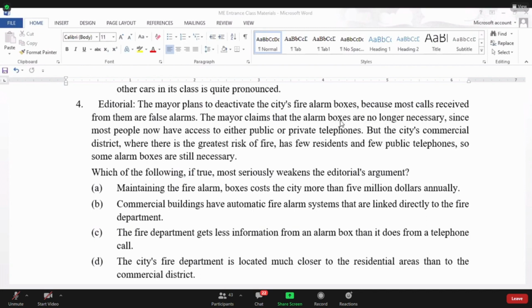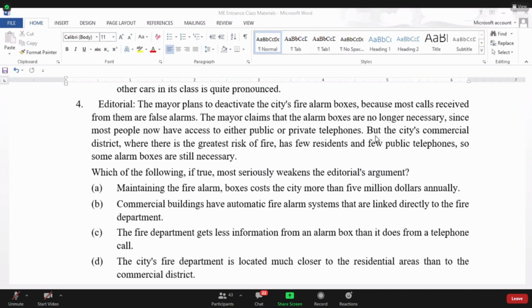Alarm boxes are not necessary. Why not necessary? Since most people now have access to either public or private telephones. Public telephones are available, private telephones are available to most people.